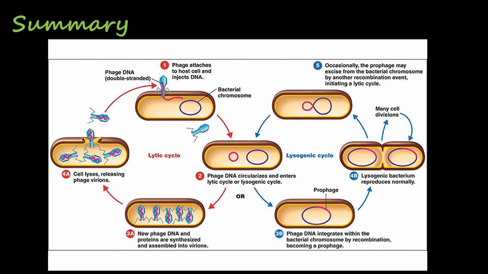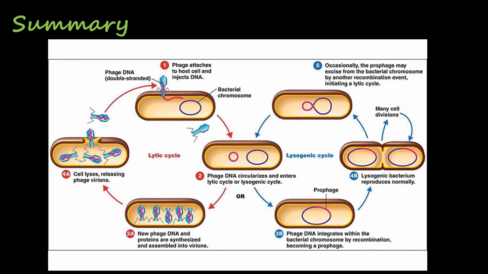But in summary, we can describe both the cycles together. First is phage attaches to the host cell and injects DNA. Phage DNA circularizes and enters lytic cycle or lysogenic cycle. Coming to the lytic cycle first, the new phage DNA and proteins are synthesized and assembled into virions. Cell lysis releases phage virions. This is the end of lytic cycle.